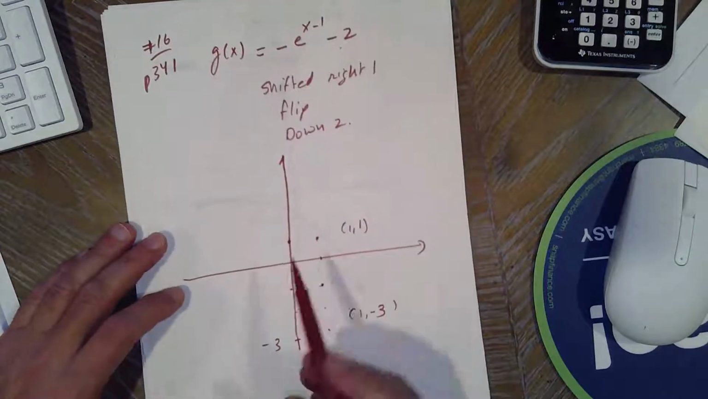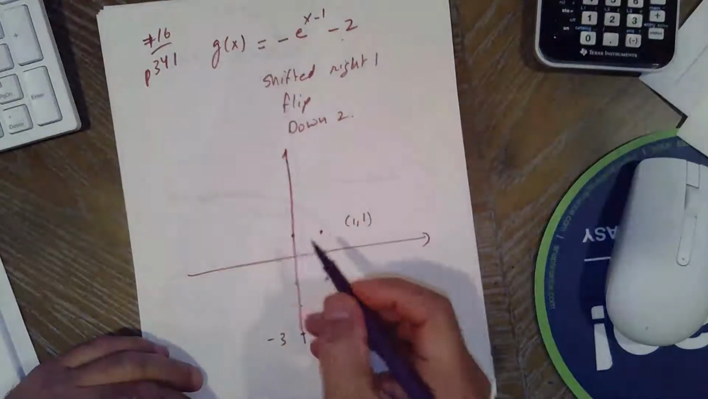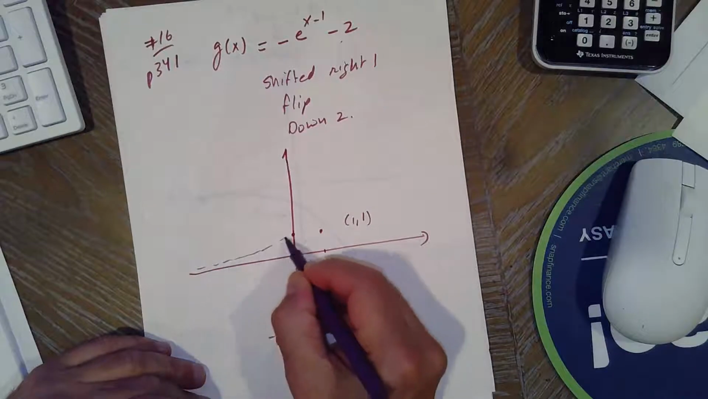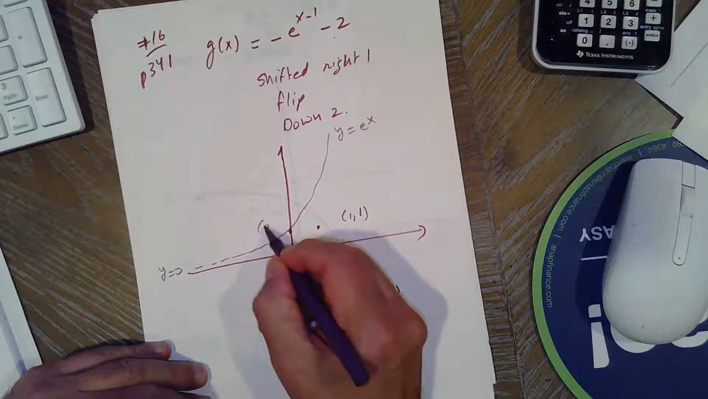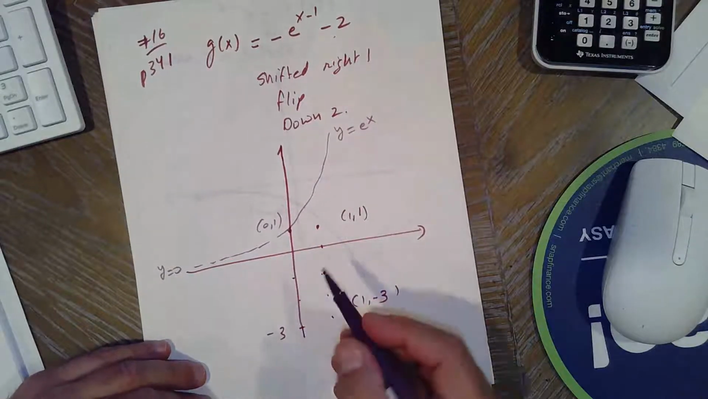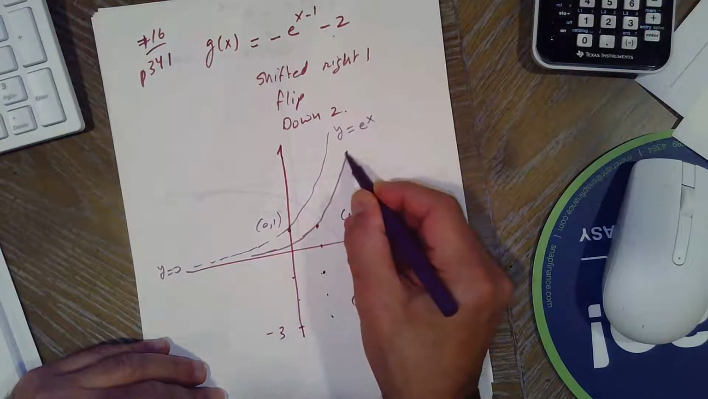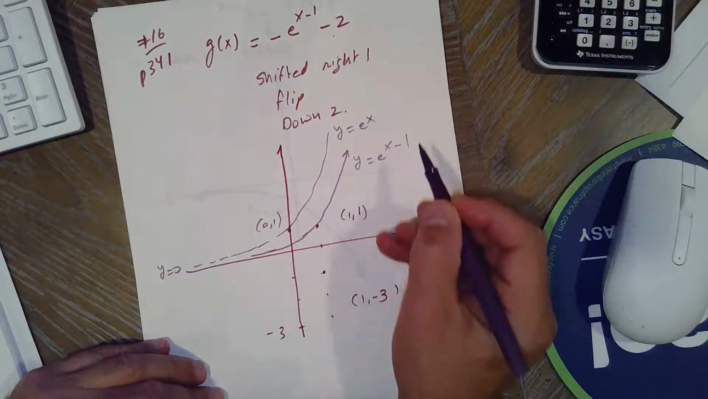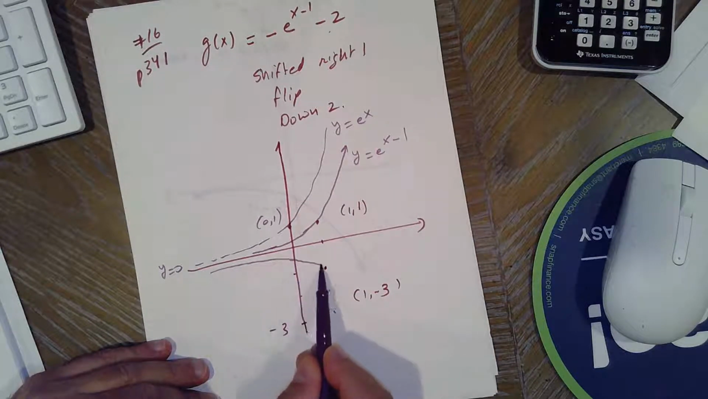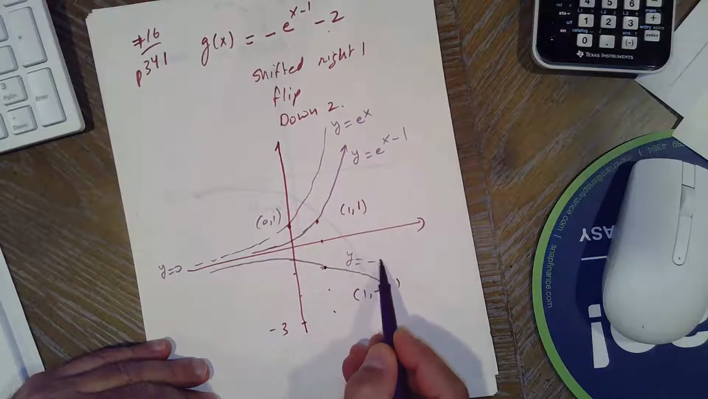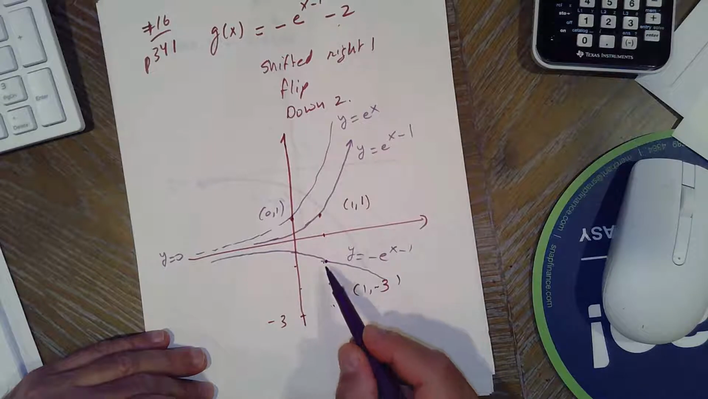Okay, so let me just make sure we all understand this. This is the original function, e to the x. It has asymptote y equals 0, intercept that. If we shift it 1 unit to the right, you will have that. This is e to the x minus 1. You flip it. This is negative e to the x minus 1. Then you go down 2.